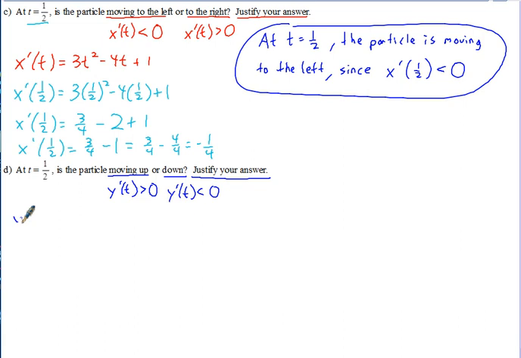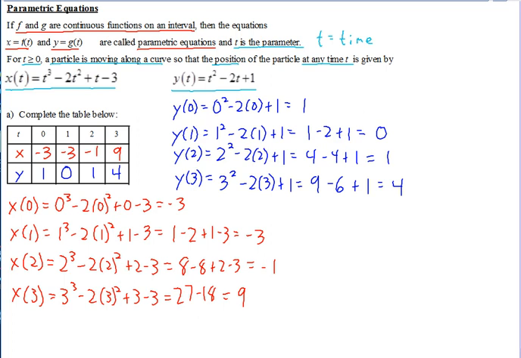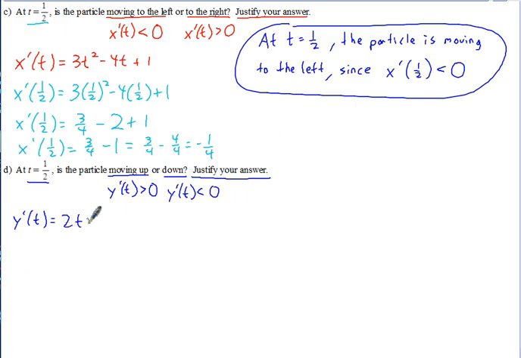So now let's find y prime of t, and we want to look specifically at time 1/2. So the y-coordinate would be 2t minus 2. And again, let's substitute in 1/2 there. That'd be 2 times 1/2 minus 2. That'd be 1 minus 2 gives you negative 1. So, since we got a negative for the derivative of y at 1/2, that means the particle is moving down.